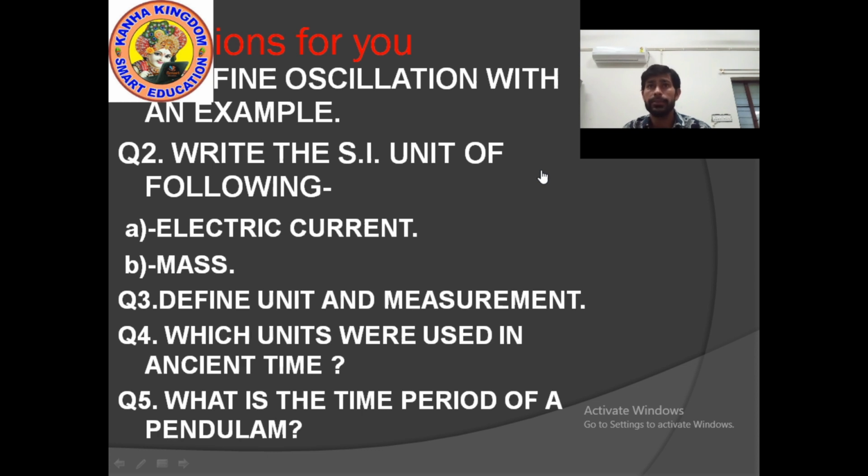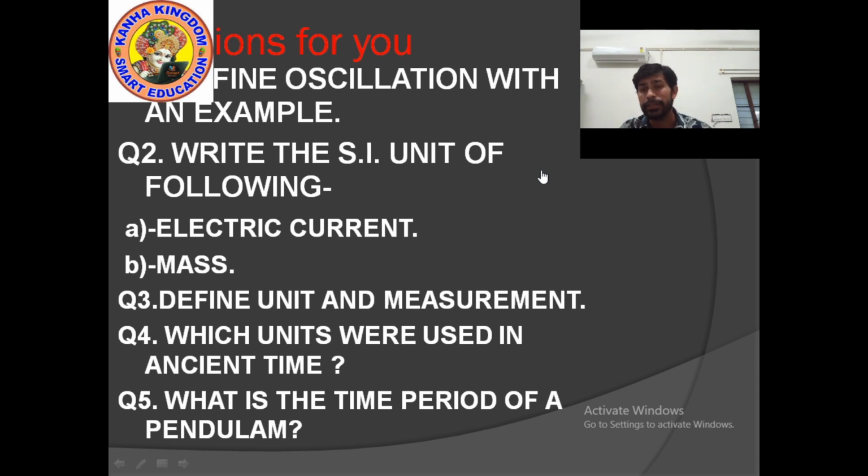Okay, next question: write the SI unit of the following: electric current and mass. So what is the SI unit of electric current? The SI unit of electric current is ampere. Yes, the symbol that we use for ampere is capital A. And what is the SI unit of mass? Kilogram.